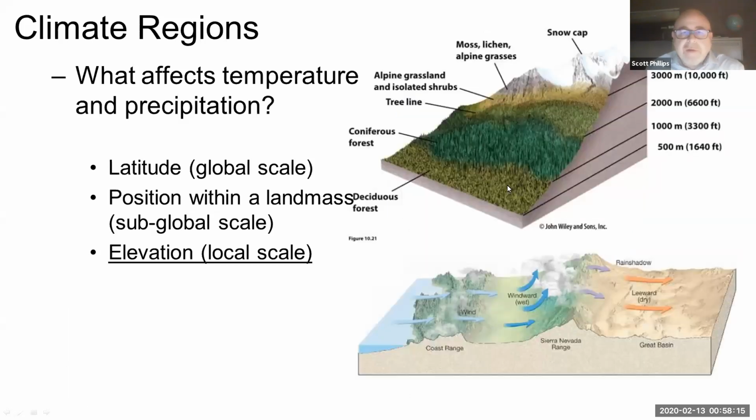And then the third item at a local scale is elevation differences. And this is where highland climates come into play, that as you move up in elevation, it gets colder. And so you can have different types of environments at different elevations, even at the same latitude. So highland climates are kind of a mix of climate categories within a mountainous region. And it can also play a role in precipitation patterns because of the rain shadow effect.